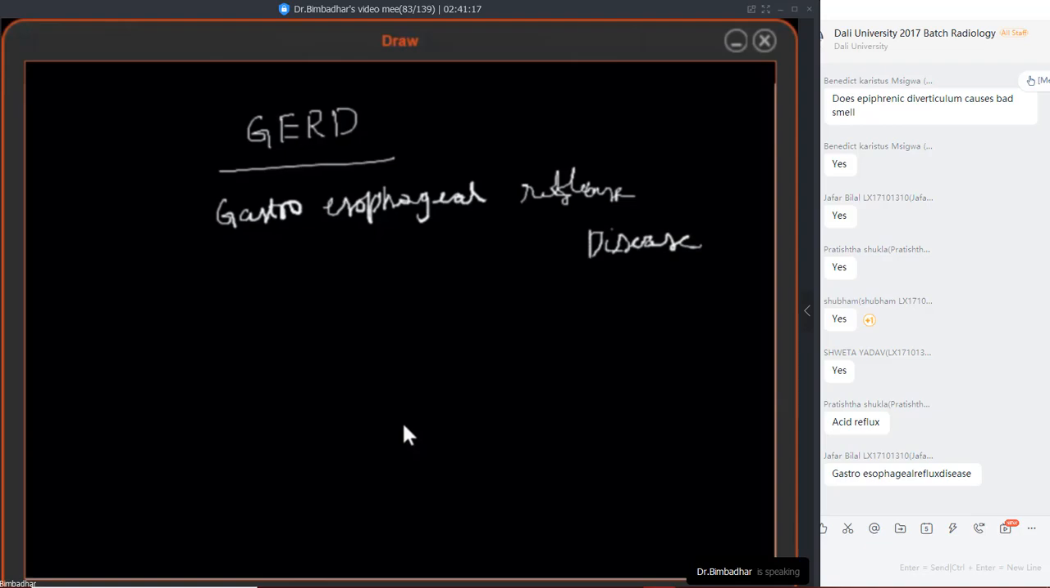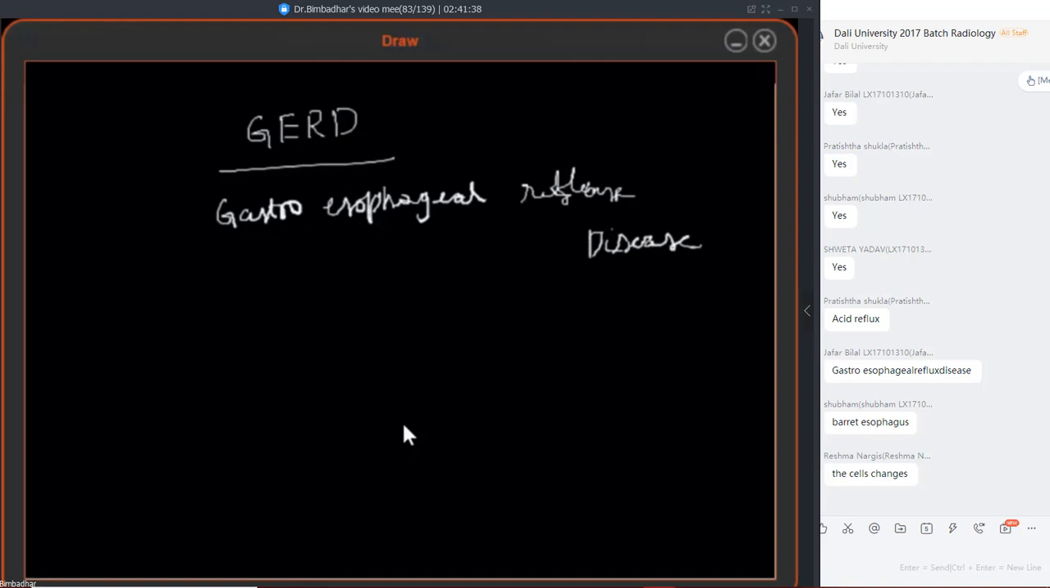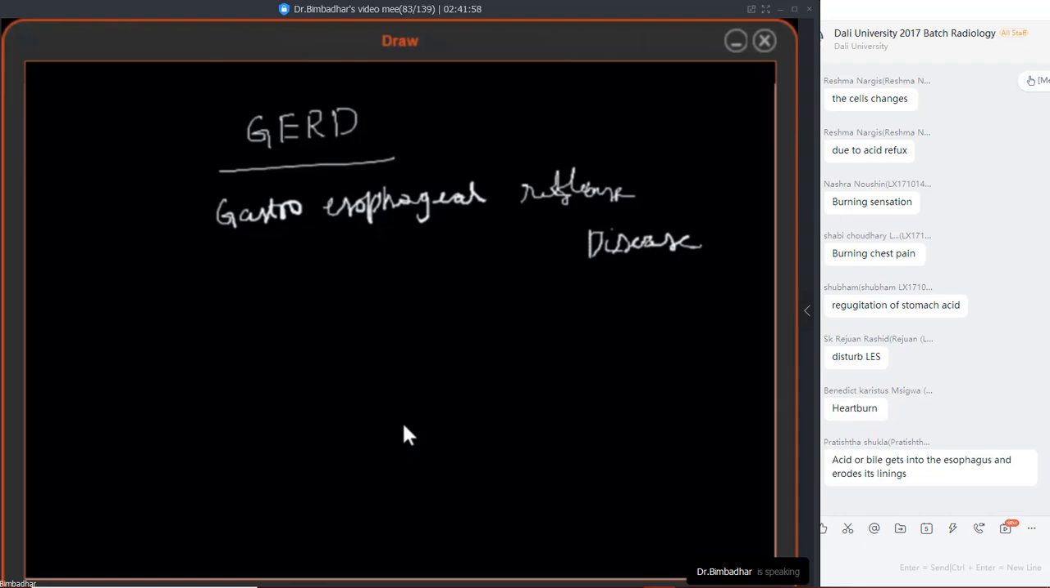All right. Now, what actually happens in that one? Before we get into this, let's look at why this actually happens. Anybody has an idea what happens in this condition? Aman, can you take a guess? You have been very sensitive to saliva before. Disturbance in the lower esophageal sphincter, acid, bile.